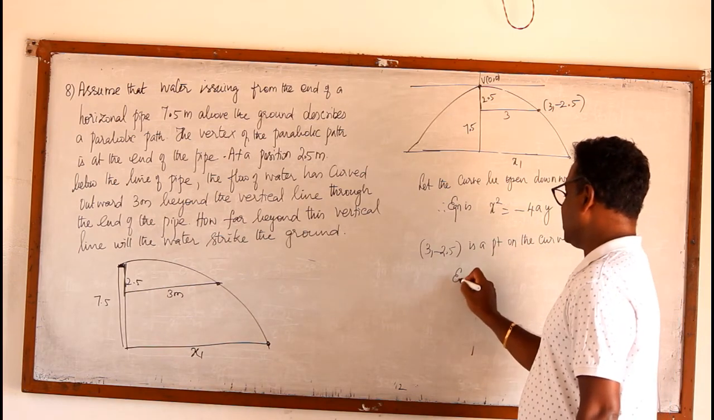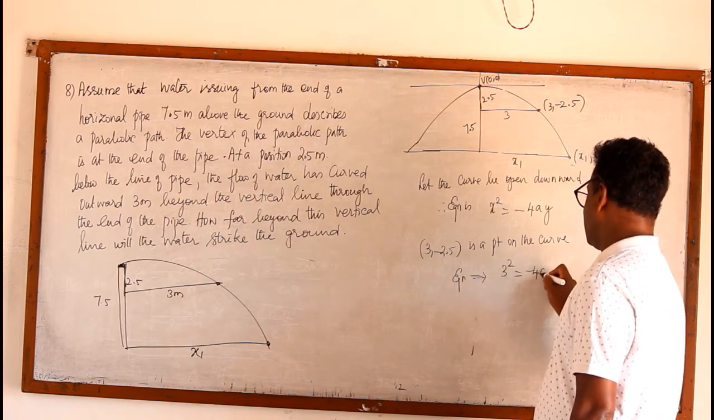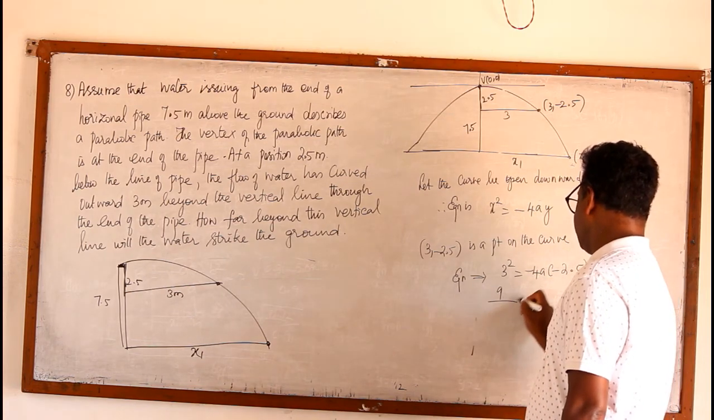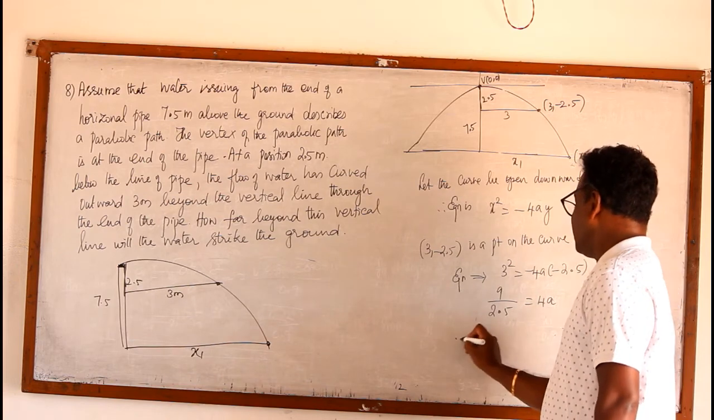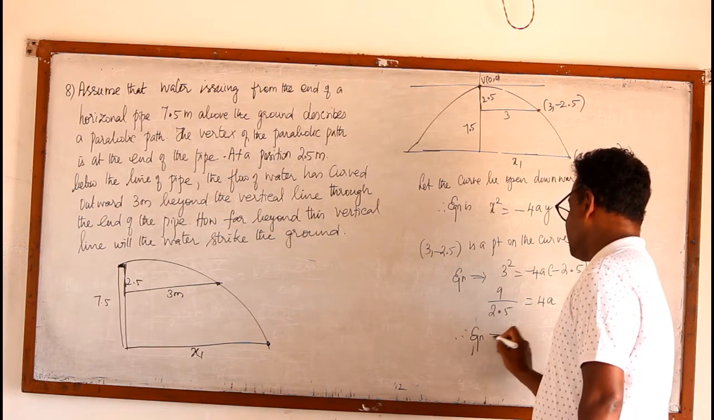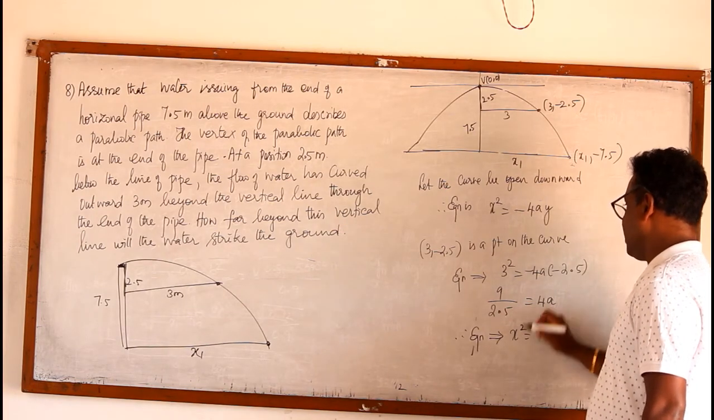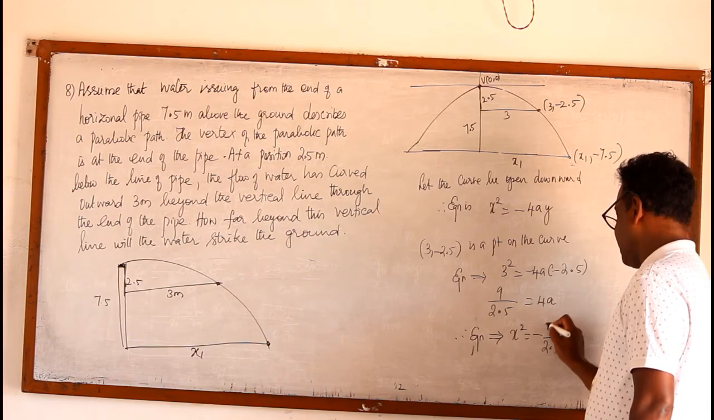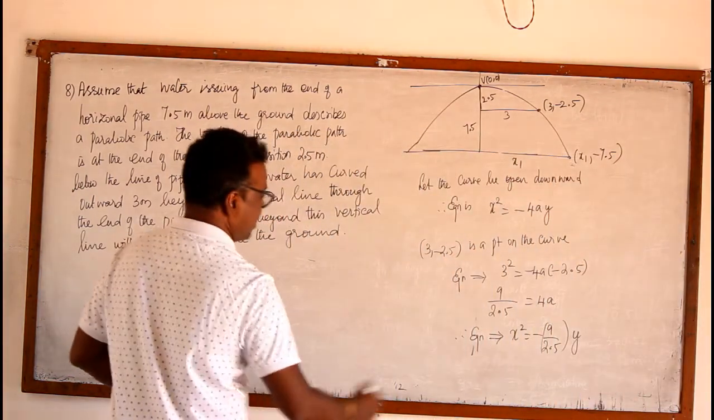Then the equation becomes x is 3 square equals minus 4a into minus 2.5. So it is 9 by 2.5 equal to 4a. Therefore the equation becomes x square instead of 4a, that is minus 9 by 2.5 into y. This is the equation of the parabola.